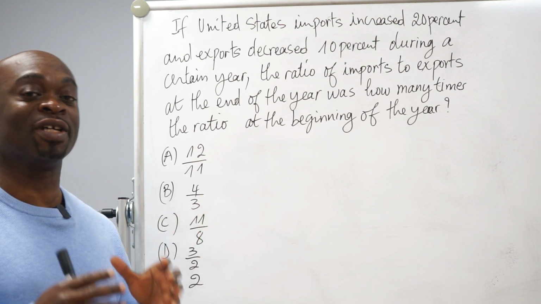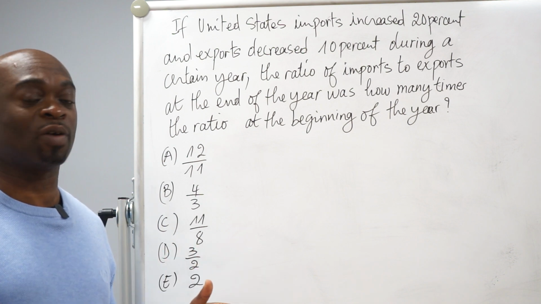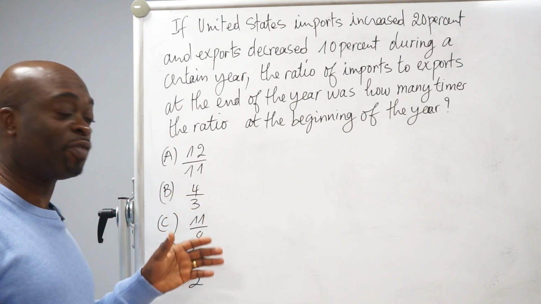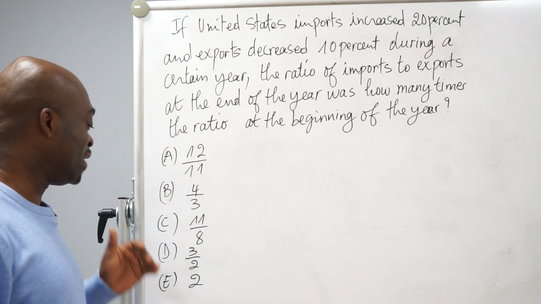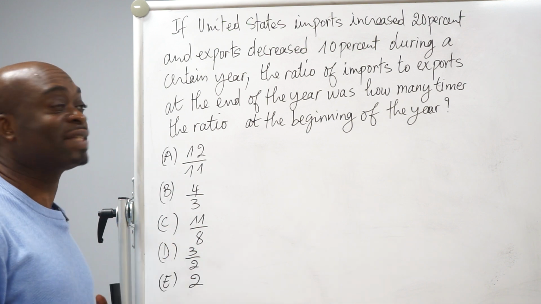These are questions given on the SAT test, for example, and other tests, of course. Okay? So now the answers are here. A is 12/11, B is 4/3, C is 11/8, D is 3/2, and then E is 2. So how can we put this thing together?